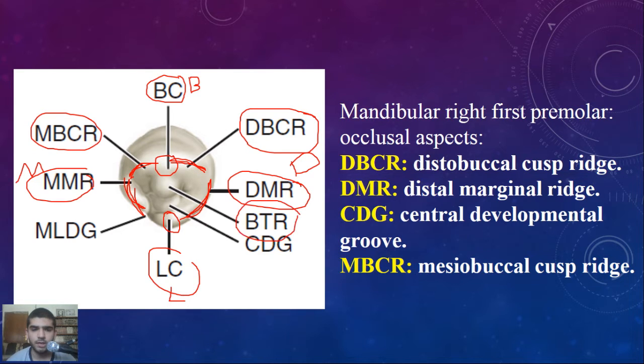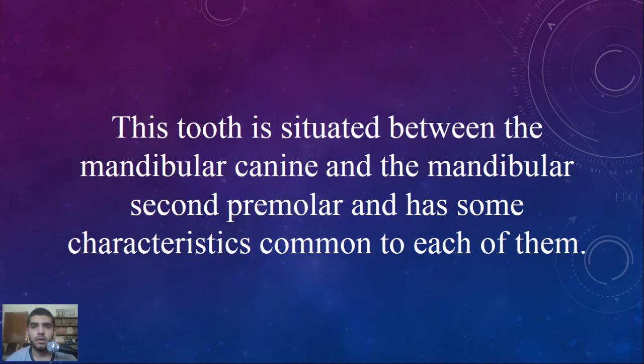This is the buccal triangular ridge and the central developmental groove and the mesiolingual developmental groove. Now we have a note that the mandibular first premolar is situated between the mandibular canine and the mandibular second premolar and has some characteristics common to both of them.